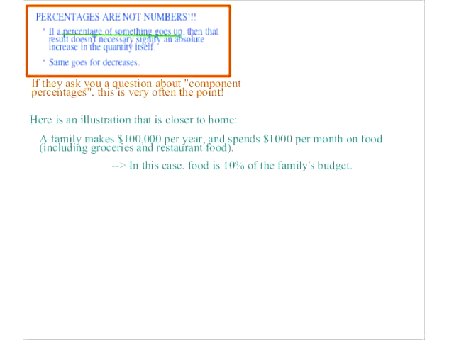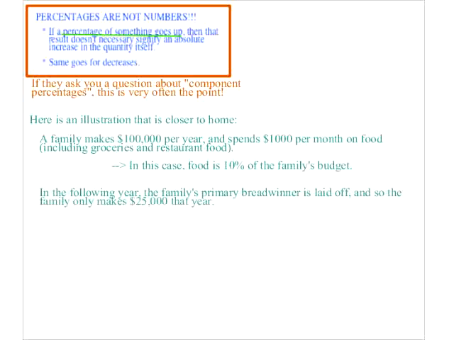On the other hand, now let's say in the following year, the family's primary breadwinner becomes unemployed, so laid off or whatever else, and so the family only makes $25,000 that year. So the family cuts back on its food spending, to actually 12% of the budget, because this is per month. So this is 12,000. This is 12,000 for the year.